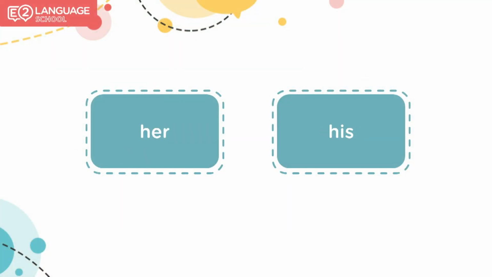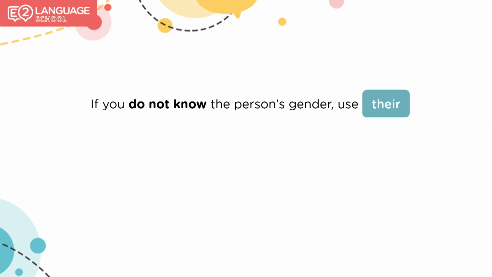Now let's take a look at her and his. Her is for a female person. His is for a male person. Now, if you do not know somebody's gender, you should use their.